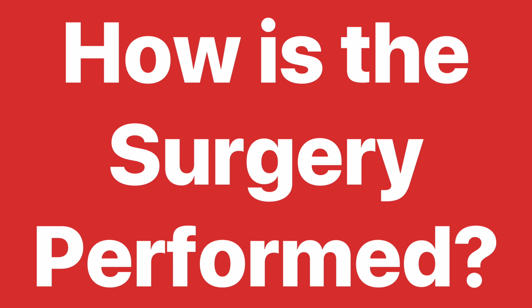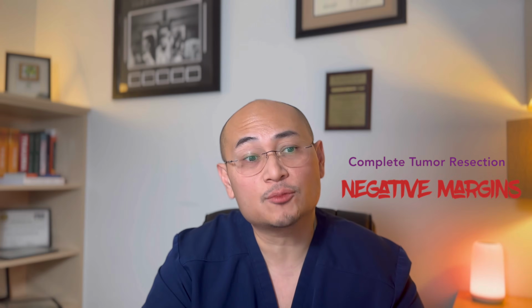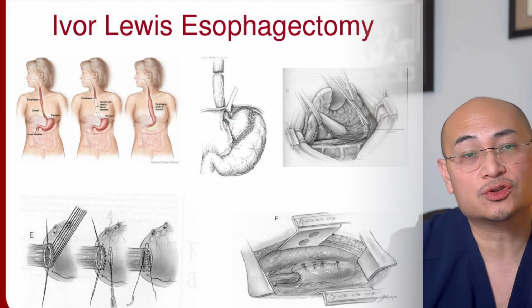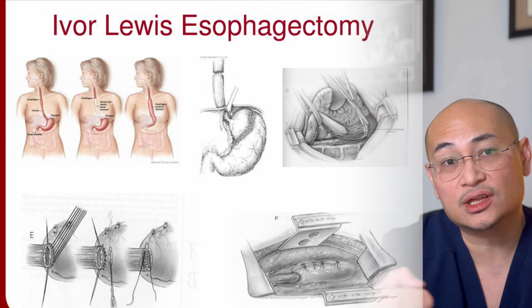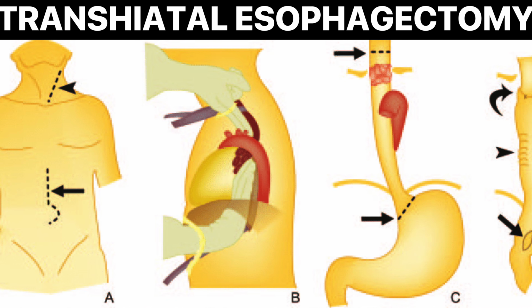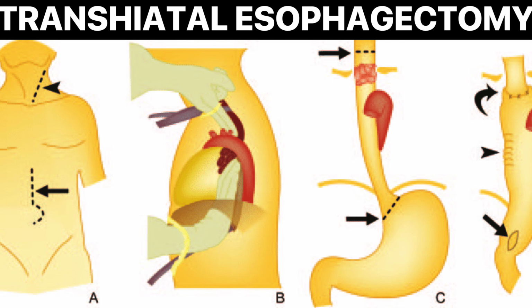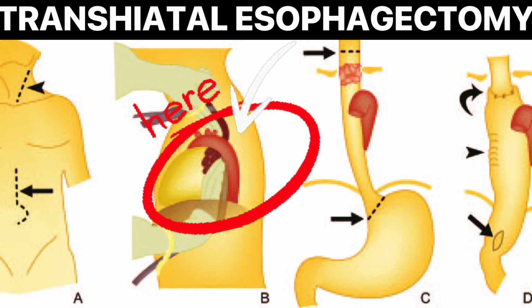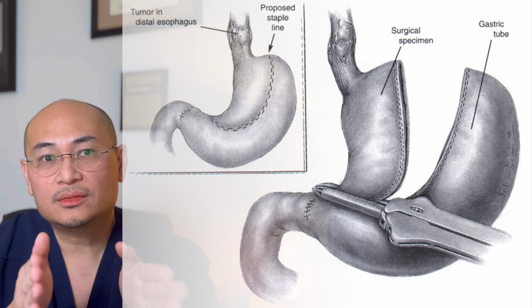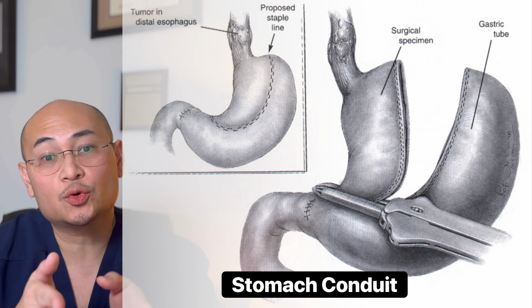So how is this surgery performed? The goal of surgery is complete tumor resection with negative margins and a lymphadenectomy. Common operations include Ivor-Lewis esophagectomy, which goes through the abdomen and the chest with an anastomosis in the chest. A transhiatal esophagectomy goes through your abdomen and into your mediastinum, with a counter incision in the neck that then resects and does a neck anastomosis. The stomach is typically used as a conduit and pulled up to replace the esophagus.